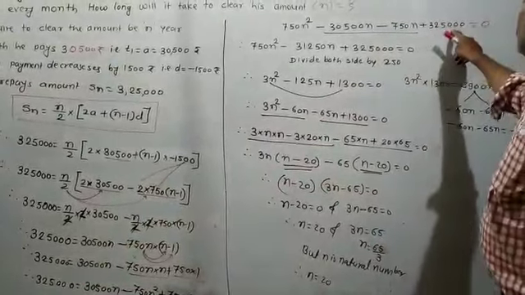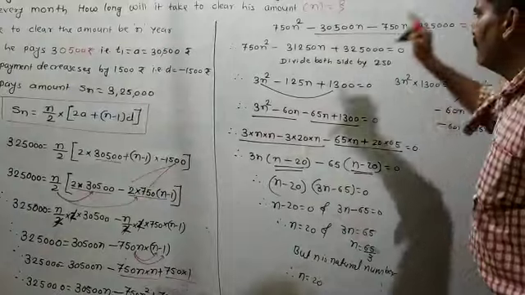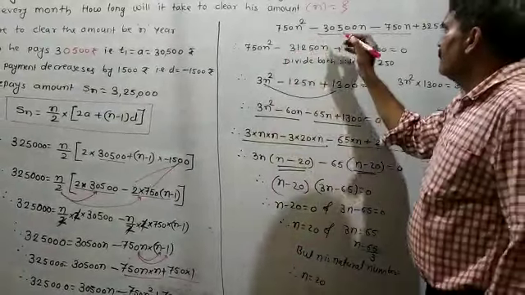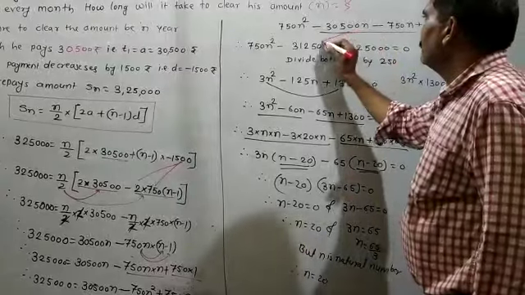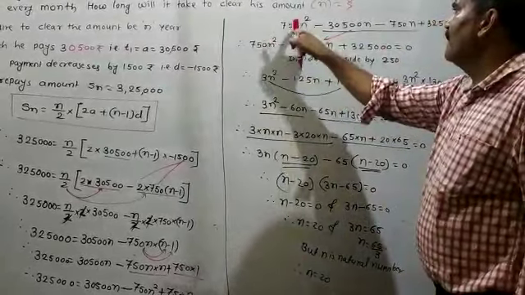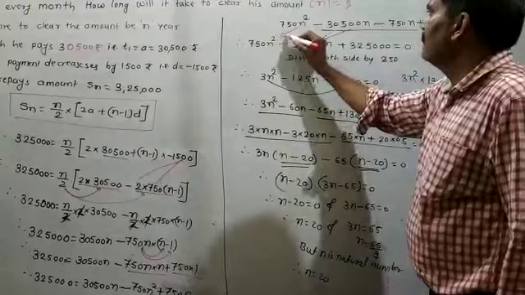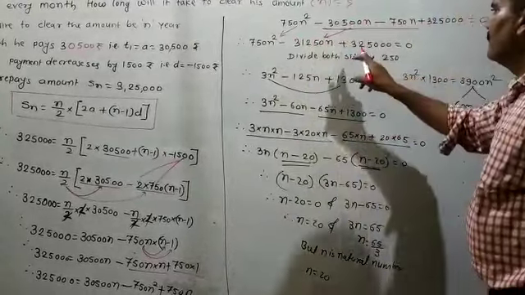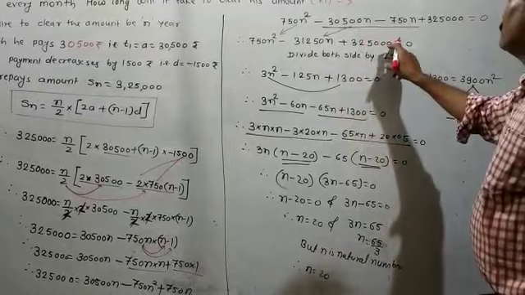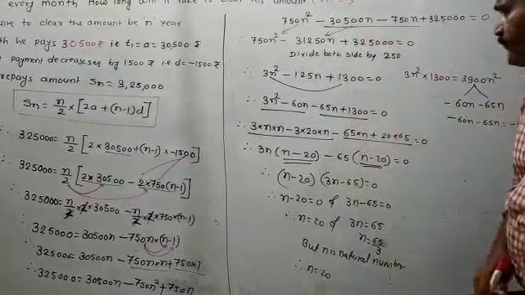This 325000 is equal to, what you have to say, 0. Then here these are the like terms, you have to add these terms. After adding these terms, the answer will come like this. 750n square as it is, you have to write. This sum will come minus 312500n plus 325000 is equal to 0.